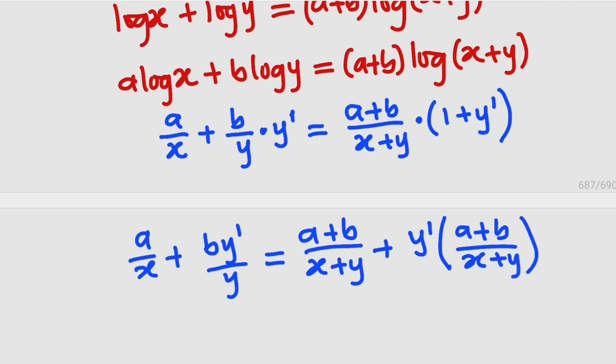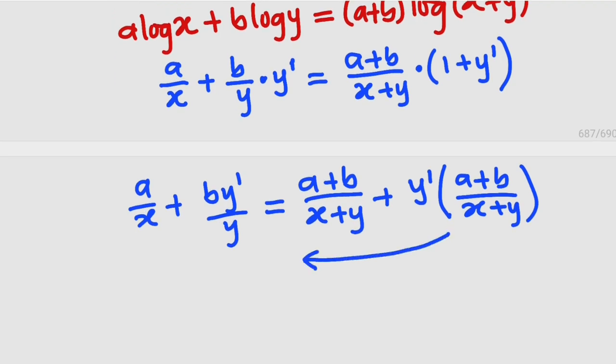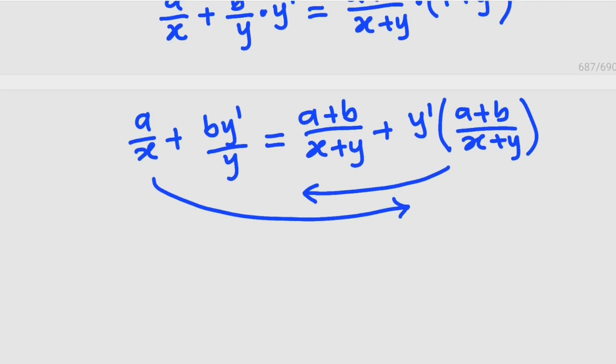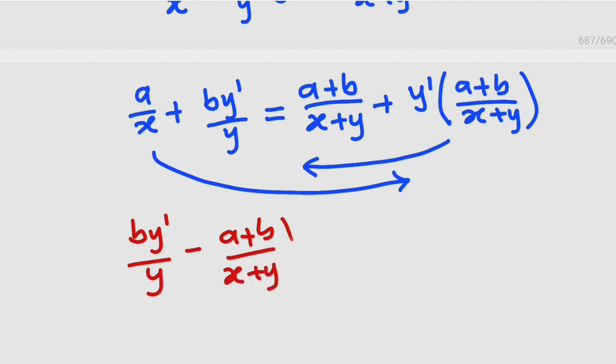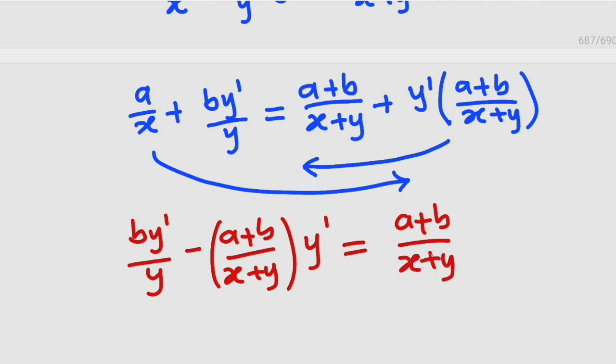So now let us bring those that contain y prime together. So I can bring this one to the left hand side and take this term to the right hand side. So to the left hand side we have b y prime divided by y. As the other term crosses over, it becomes negative a plus b divided by x plus y. You multiply by y prime is the same thing. This is equal to, already we have a plus b divided by x plus y to the right hand side.